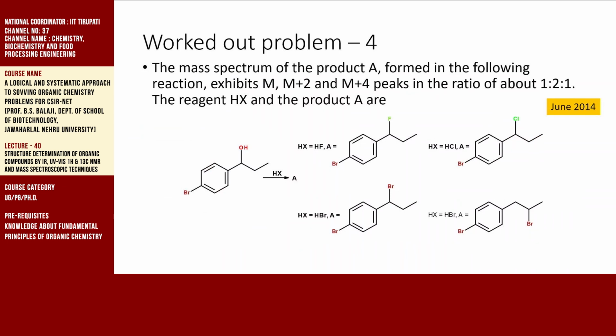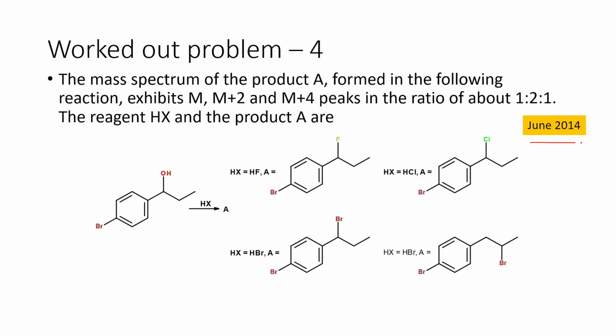So this is also based again on the mass spectra. This question was asked in June 2014. So the mass spectrum of a product A formed in the following reaction exhibits M, M+2 and M+4 peaks in the ratio of about 1:2:1. The reagent HX and the product A are, so 4 different options are given here.